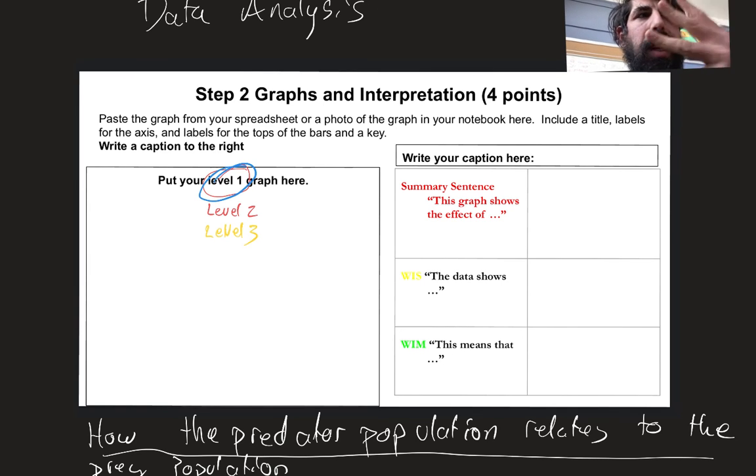And you're going to do 3 graphs with a whis and a whim and a summary on each.